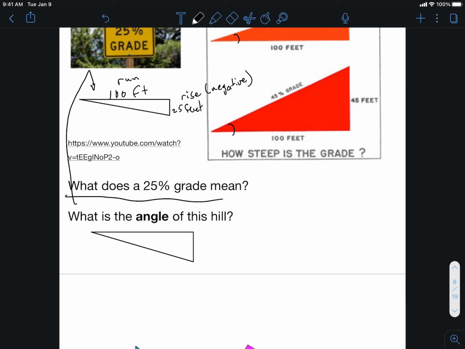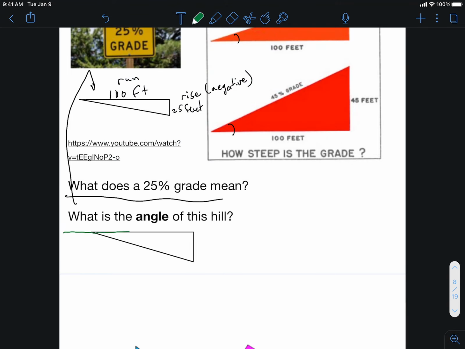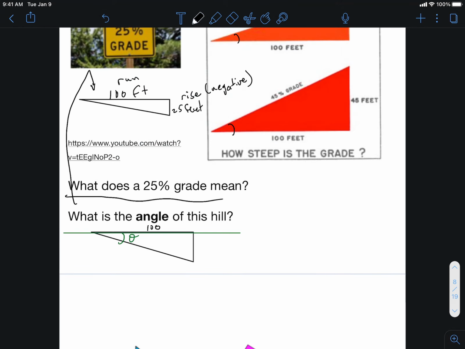Right? So remember, this is your starting height. This is where you started. And then you're going to drive your car down the inclined road. What angle are you driving at is the question. Well, the angle is over here in the corner, theta. Right? And remember, 25% grade means we're going over 100 feet and down 25. Okay, does anybody have any questions?